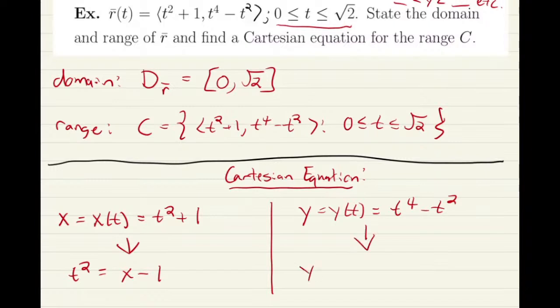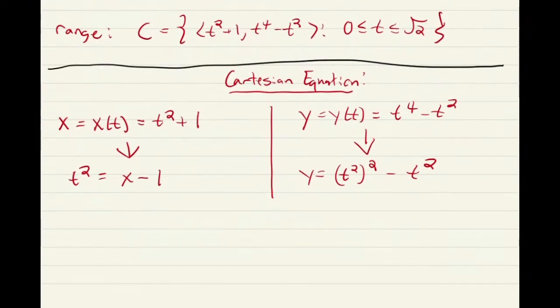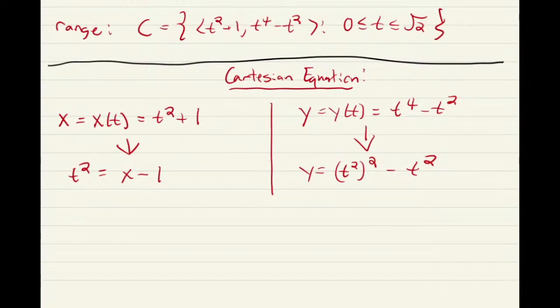That implies that y is equal to, like I said before, t to the 4th is nothing more than t squared, that squared. And I take the time to write this, not that you have to, this is basic enough, but I just want to make clear what I'm thinking. You can see what I'm going to do next. I'm going to combine both of these equations, okay? I know t squared is x minus 1. I have y in terms of t squared, so I can combine these.